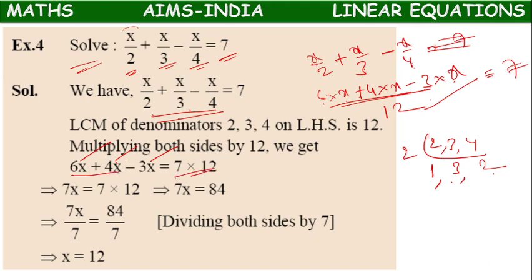6x plus 4x is 10x, minus 3x is 7x, equal to 7 into 12. We can multiply: 7x equals 84. To cancel 7, we divide both sides by 7. 7 and 7 cancel. 7 twelves are 84. x equal to 12 we are getting.